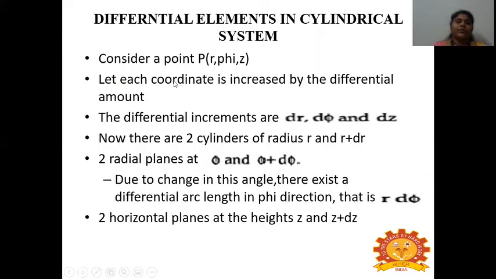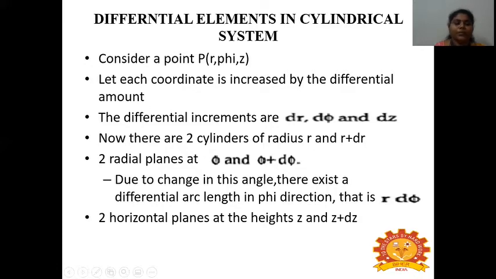Next, we have to find out the differential element in a cylindrical coordinate system. To identify the point P, it will be represented as P of r, phi, z. Let each coordinate be incremented by a differential amount. Then we will have a differential increment in all three axes. So dr is the incremental length in radius r, d phi is the differential increment in phi, and dz is the incremental length in your z axis.